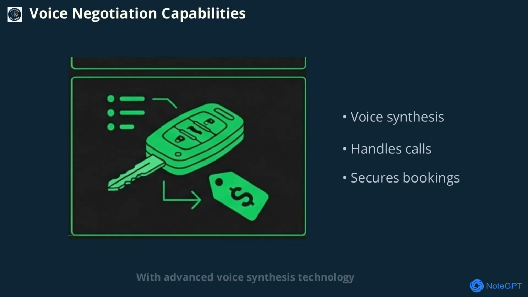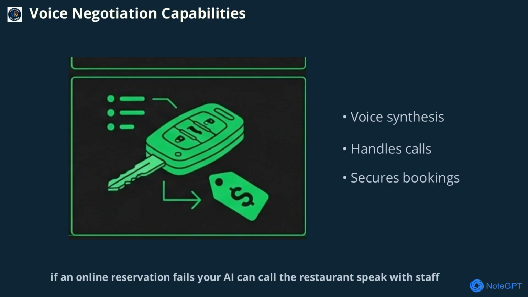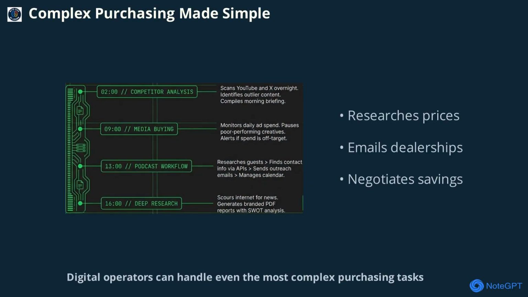With advanced voice synthesis technology, digital operators can interact with humans over the phone. For example, if an online reservation fails, your AI can call the restaurant, speak with staff, and secure a booking for you. This not only saves you time but also demonstrates the growing sophistication of AI in handling real-world interactions. Digital operators can handle even the most complex purchasing tasks.